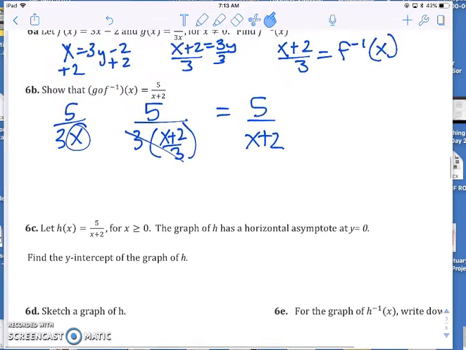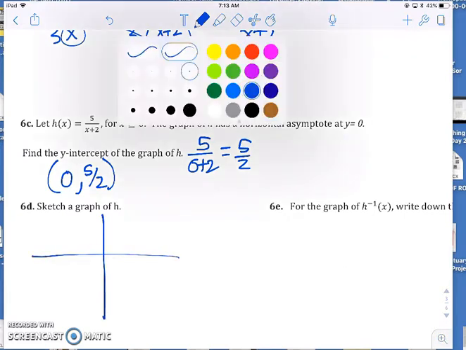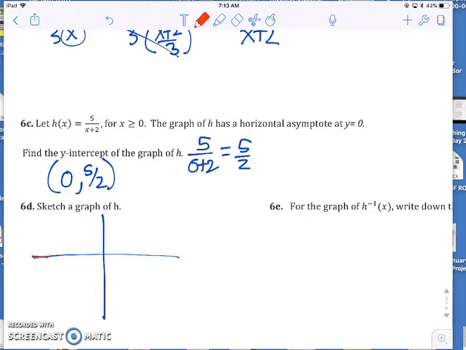6c. Let h of x equals 5 over x plus 2. The graph of h has a horizontal asymptote at y equals 0. Find the y-intercept. Okay, so 5 over 0 plus 2 is 5 over 2. So our intercept is the coordinate (0, 5/2). Sketch a graph. So we know the asymptotes are at 0, and at negative 2. And our y-intercept is 2.5. So here's our quick sketch.